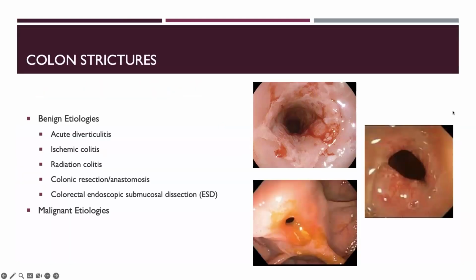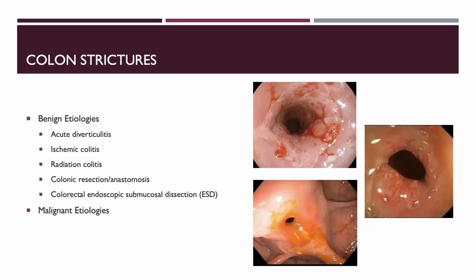So colon strictures in general are defined by their etiologies as either benign or malignant. And I won't spend too much time on this because I really do want to dive into the endoscopic management of these strictures. But what we know is there's a big variety of benign etiologies. I'm sure you all have seen some acute diverticulitis causing a stricture, ischemic colitis, radiation colitis, anastomoses or resections causing stricturing, and then some that are caused by what we are doing.